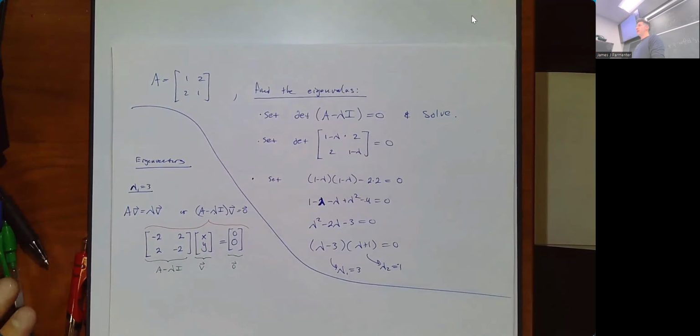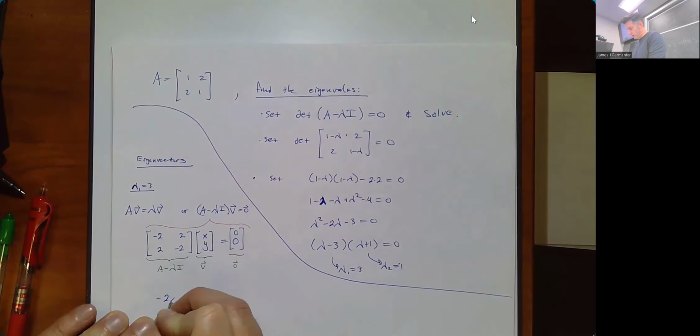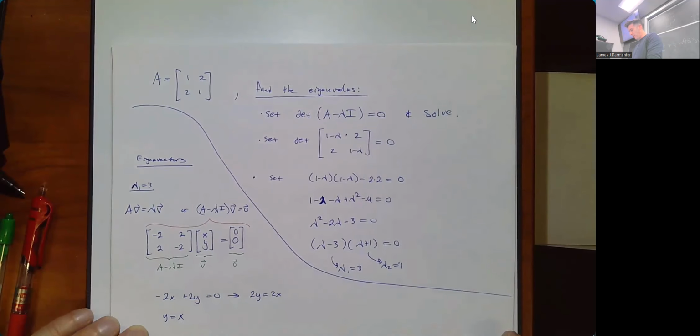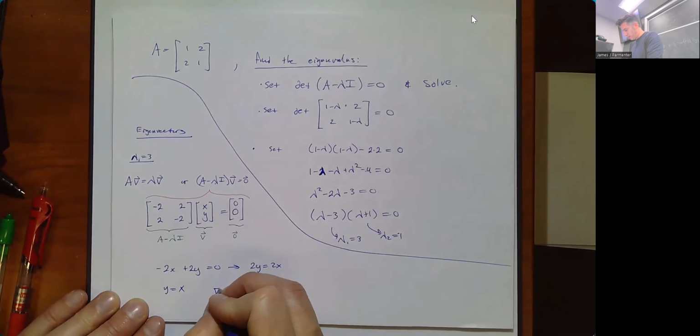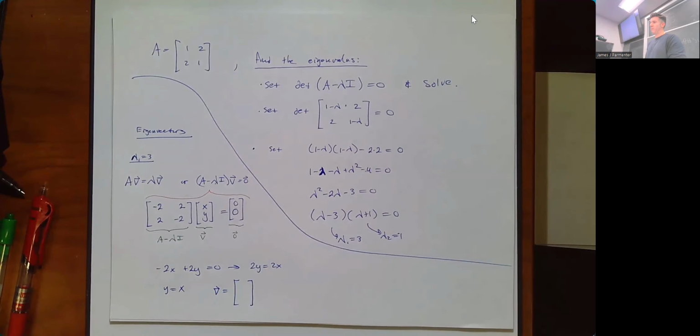Pick either row you like. They should virtually be the same. I'm going to pick the first row. So negative 2x plus 2y equals 0. That gives me 2y equals 2x, or just good old y equals x. All right, I want everybody to write down the eigenvector that I would write down if I was picking an eigenvector. You get to pick anything you want, but you're going to make the James choice.